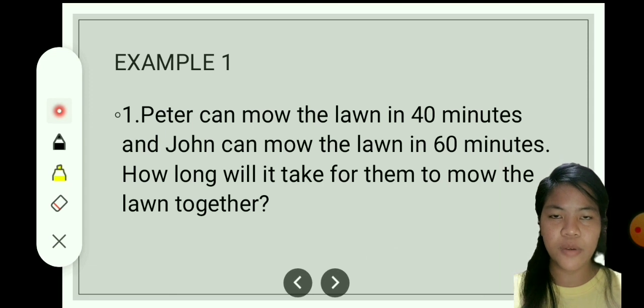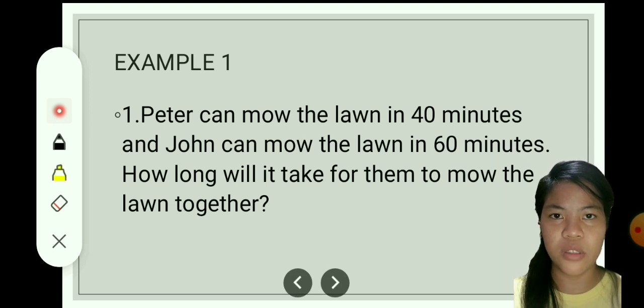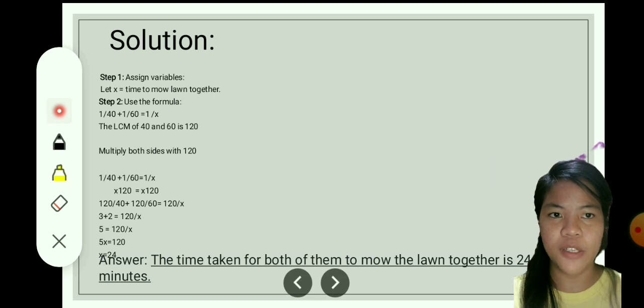The first problem for the easy round is: Peter can mow the lawn in 40 minutes and John can mow the lawn in 60 minutes. How long will it take for them to mow the lawn together? So the first step is to assign the variables. Let x be the time to mow the lawn together.